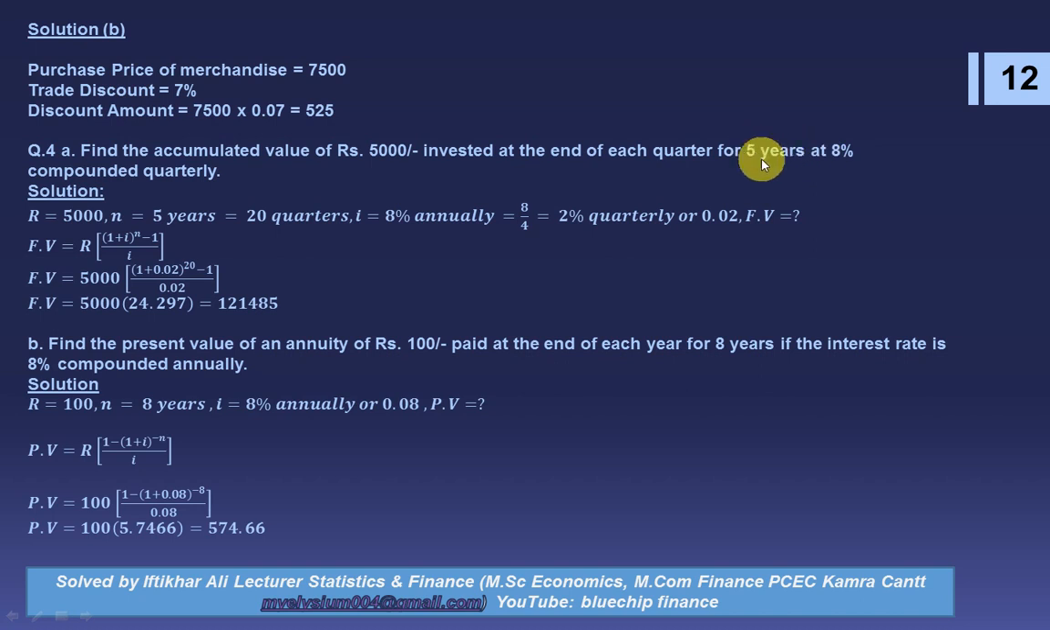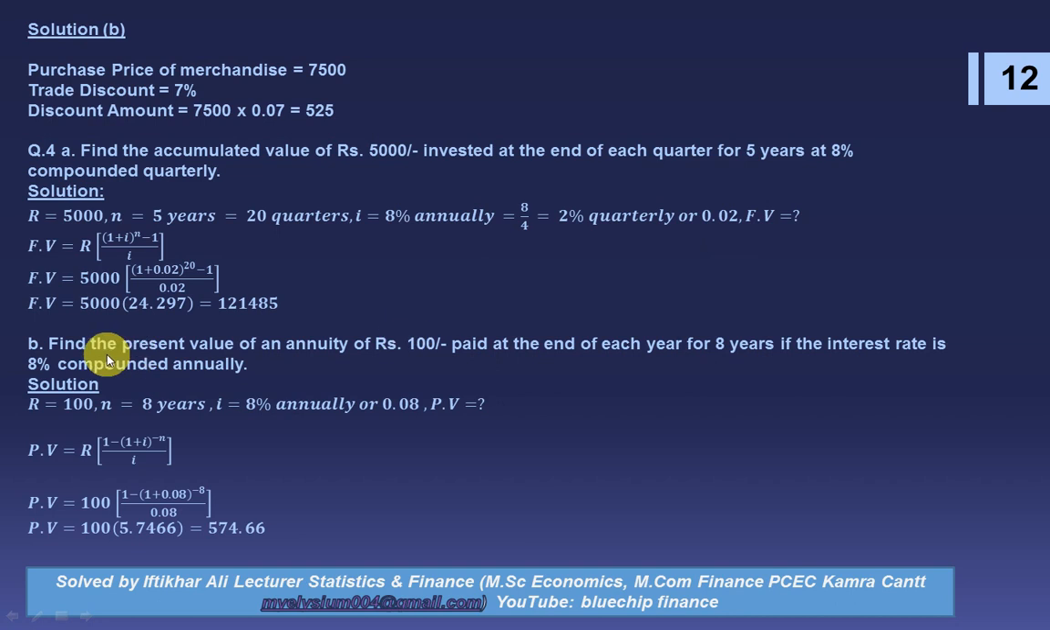So n is 5 years, but there are 4 quarters in 1 year, so n should be equal to 20, and 8% interest is the annual interest rate, and when we convert to quarters, 8 divided by 4 equals 2%, so 0.02. And finally the future value formula is R multiplied by 1 plus i raised to power n minus 1 divided by i. So after putting the values into this formula, future value should be equal to 121485.